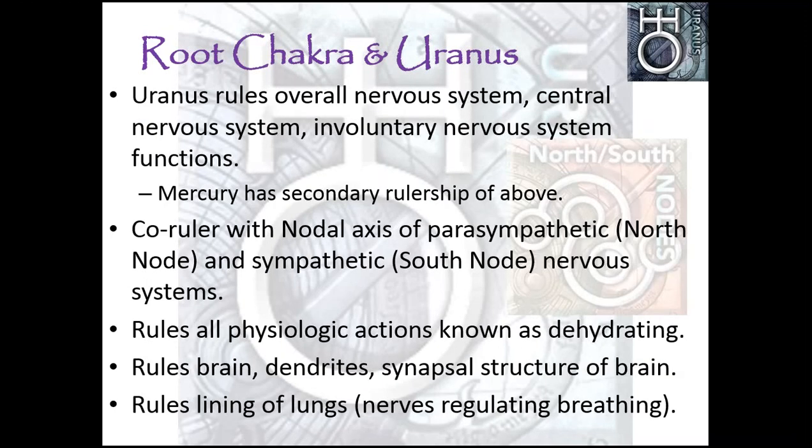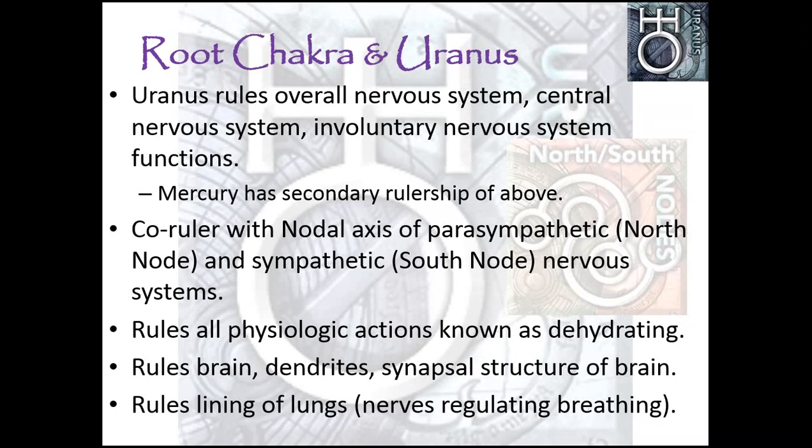Now, Uranus, Aquarius, 11th house. What I said about Saturn was Saturn, Capricorn, 10th house, okay? Uranus, Aquarius, 11th house rules the overall nervous system. It rules the central nervous system, which runs up and down between the brain and the spine. It runs the involuntary nervous system functions. Mercury has a secondary rulership to all of these. There's a co-rulership with Uranus and Mercury with the nervous system. Along with the nodal axis, again, we talked about this here, Uranus is a co-ruler of the parasympathetic nervous system with the north node. The involuntary movements, eating, drinking, sleeping, and so on. And the sympathetic nervous system with the south node, fight, flight, or freeze.